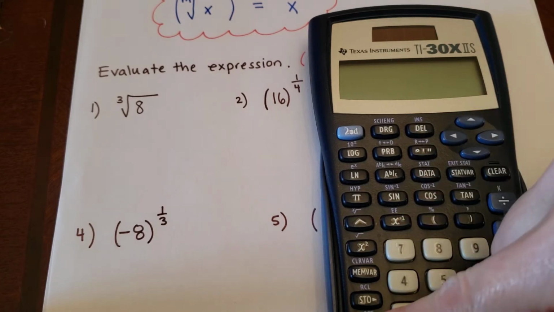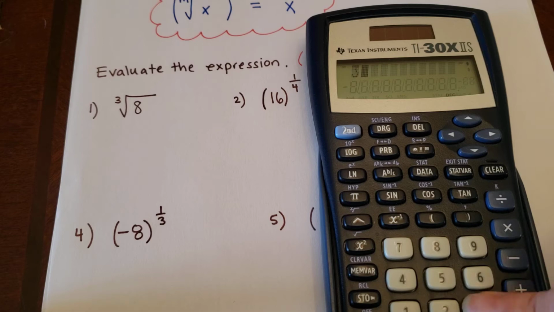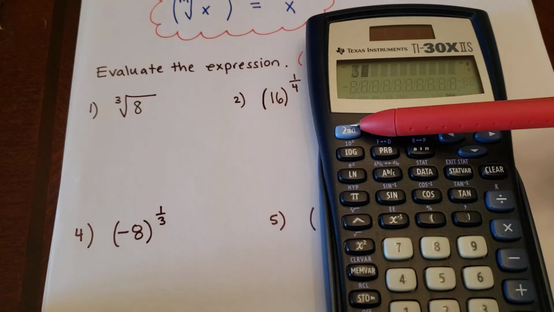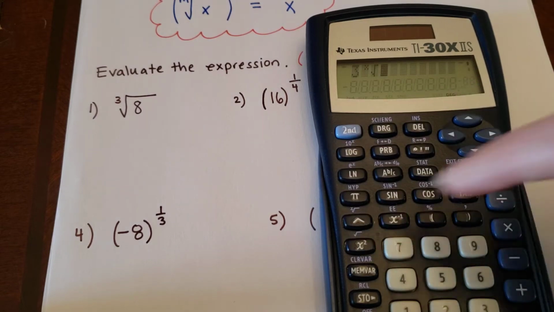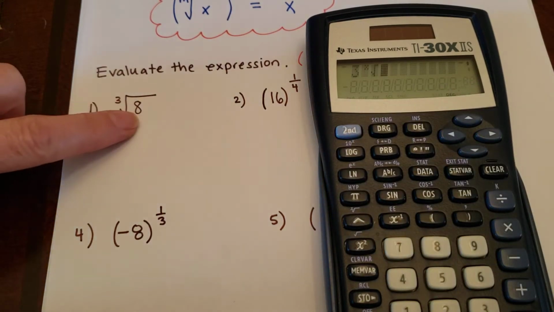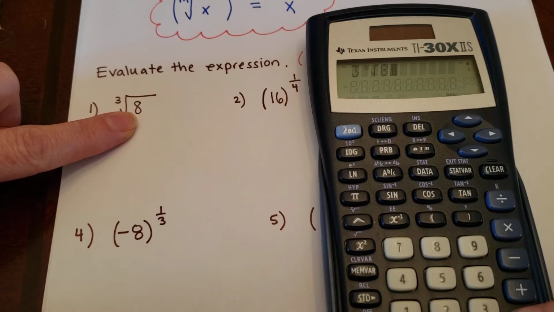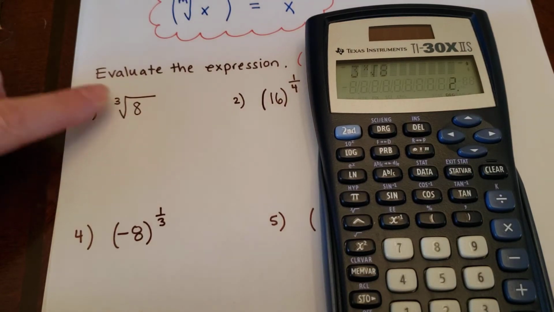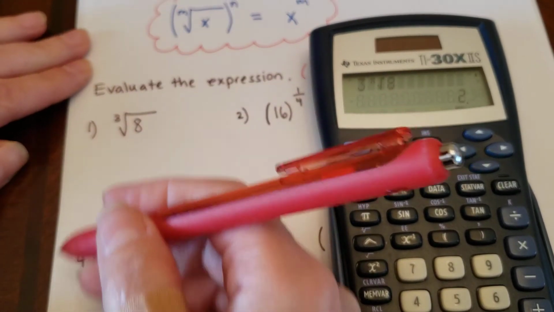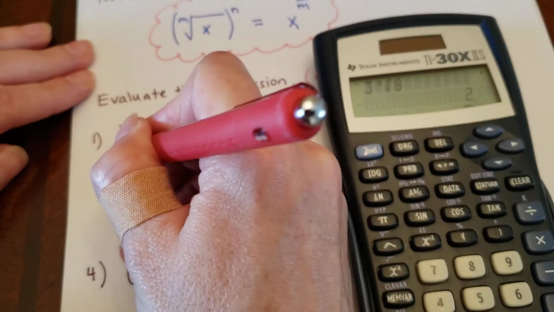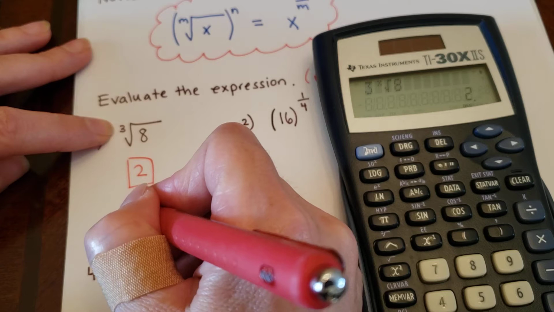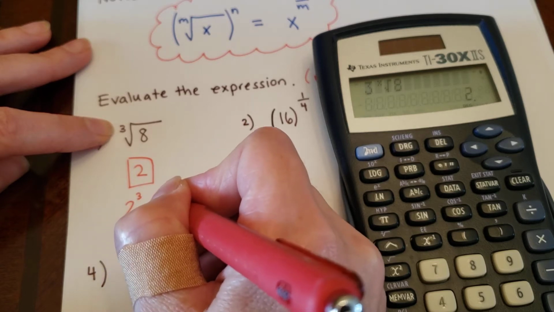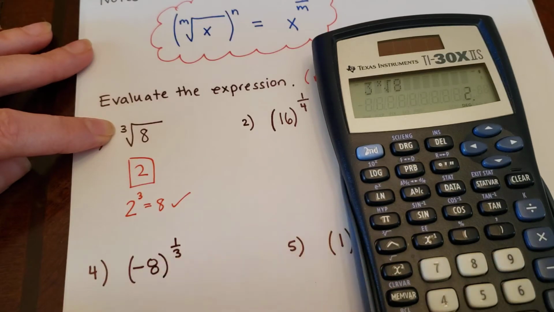Sorry about that. So clear. So hit 3. And then I'm going to hit second and that button here. So second, that button. And then I'm going to put the number underneath, which is 8. And that's going to give me a 2. So the answer for this first problem is 2. And if you think about it, that should make sense, because if you took 2 and you cubed it, that would give you 8. So that's how you know that that actually works.